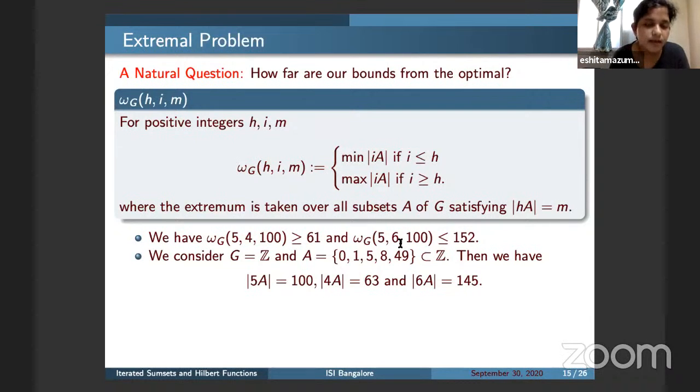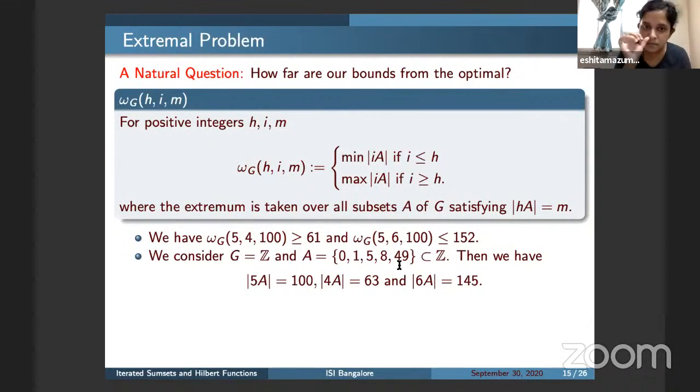As we observe, omega_G(5, 4, 100) is greater than or equal to 61. This we have already, and omega_G(5, 6, 100) is upper bounded by 152.